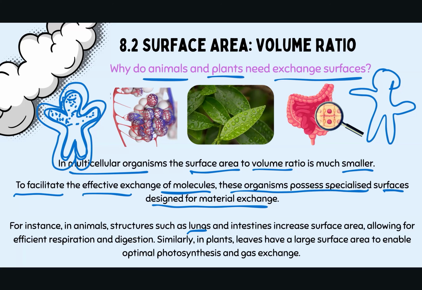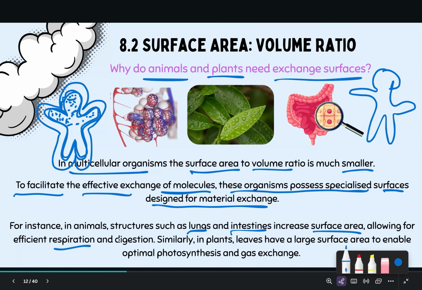Our small intestines, again, they would cover a massive surface area if we were to get all the microvilli and flatten them out. And that is our method of taking our broken down food and putting it into the blood. So the blood can then transfer it to all the different cells in the body. So our lungs and our intestines increase the surface area. That allows for efficient respiration and digestion.